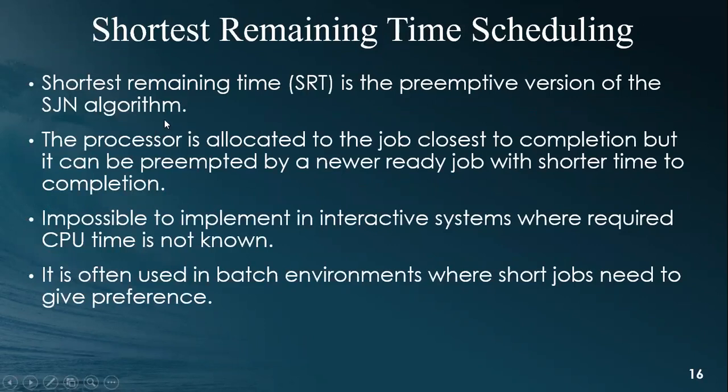This shortest remaining time is the one that we will discuss today. This is the preemptive version of shortest job next, so they work in the same way. The difference is that in shortest remaining time, after a certain amount of time, we keep checking whether there are any other shorter jobs or not. The basic idea is the same. The processor is allocated to the job closest to completion, but it can be preempted by a newer job that is ready. So let's go to the example.